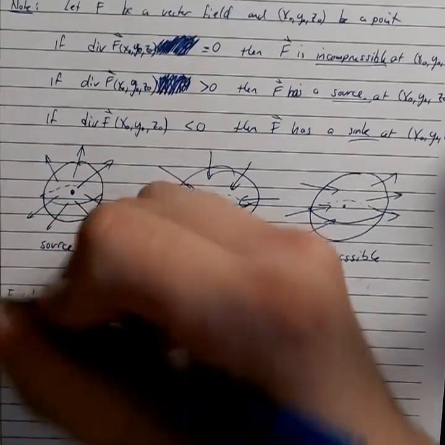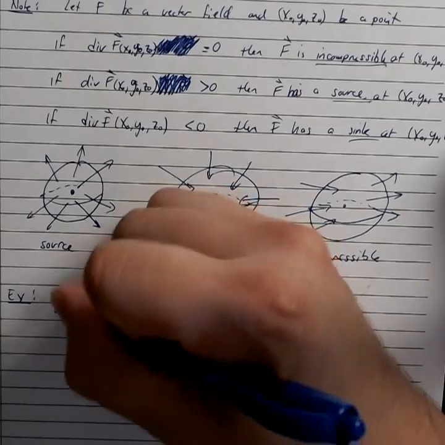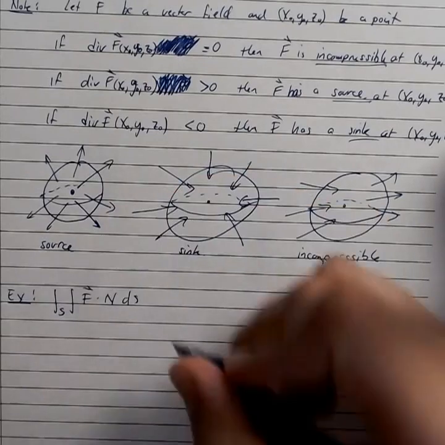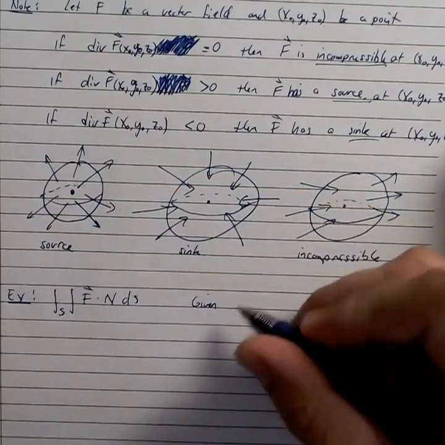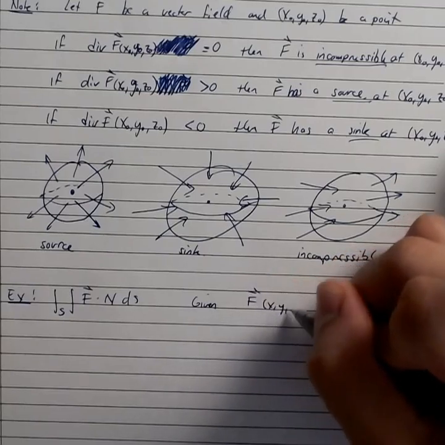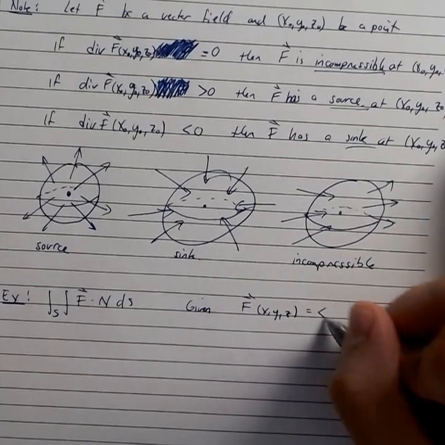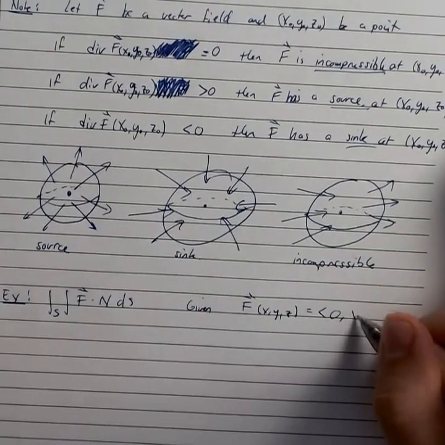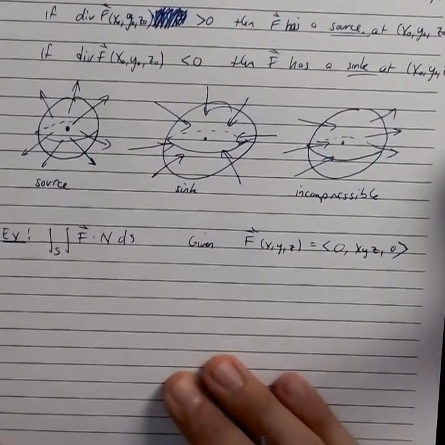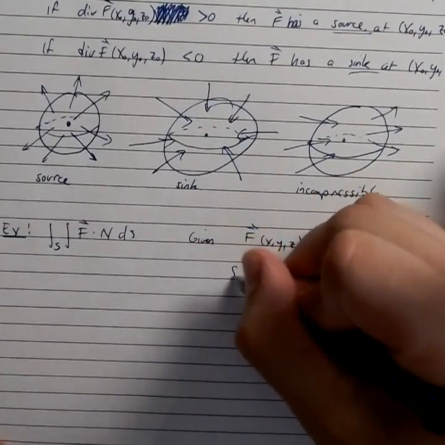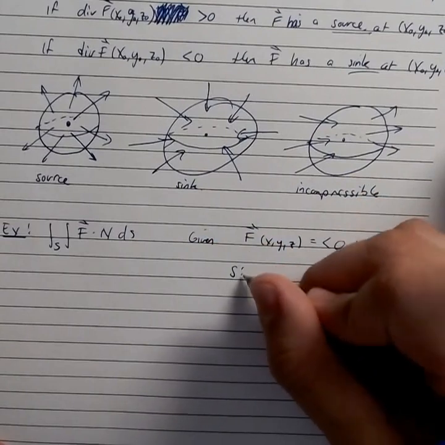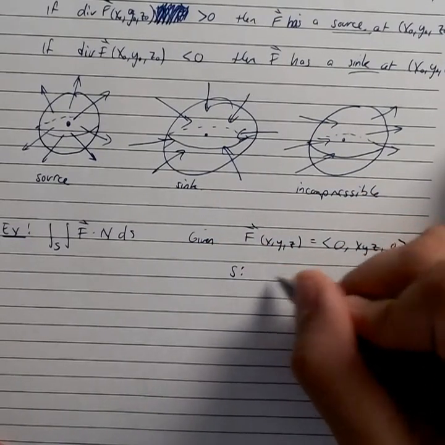that we want to find the flux integral of F · n dS, given that we have a vector field F of three variables x, y, and z, given by the vector ⟨0, xyz, 0⟩. We're given a surface S that bounds a region, and it's made up of three individual surfaces.